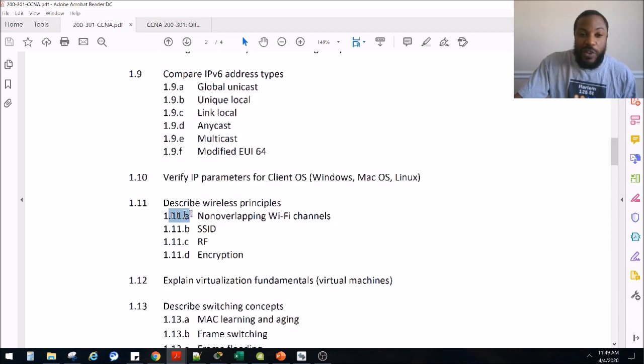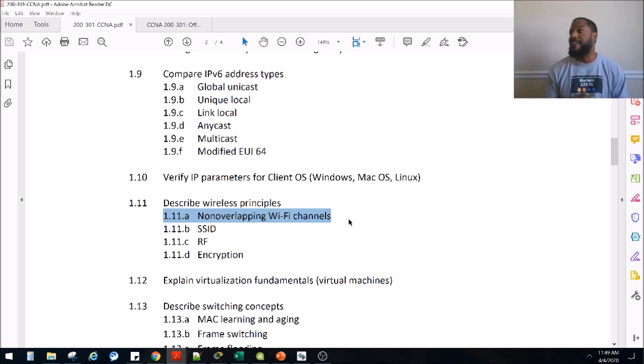Today, we're going to be describing wireless principles. We're going to talk about the non-overlapping Wi-Fi channels, right? So what are non-overlapping Wi-Fi channels?